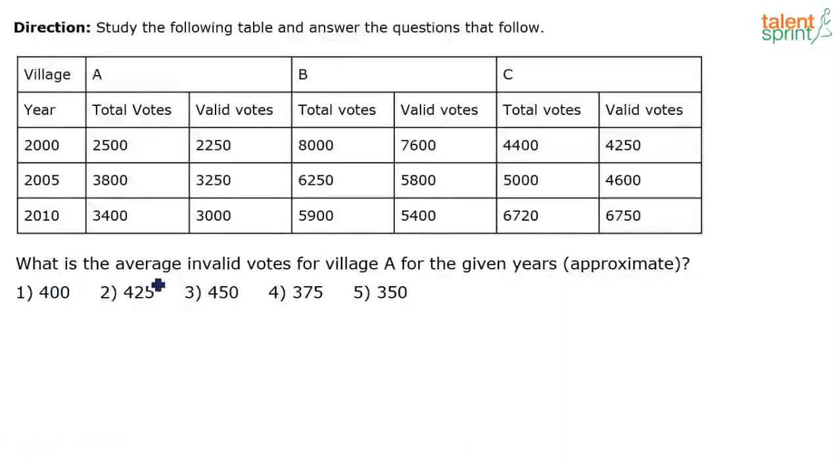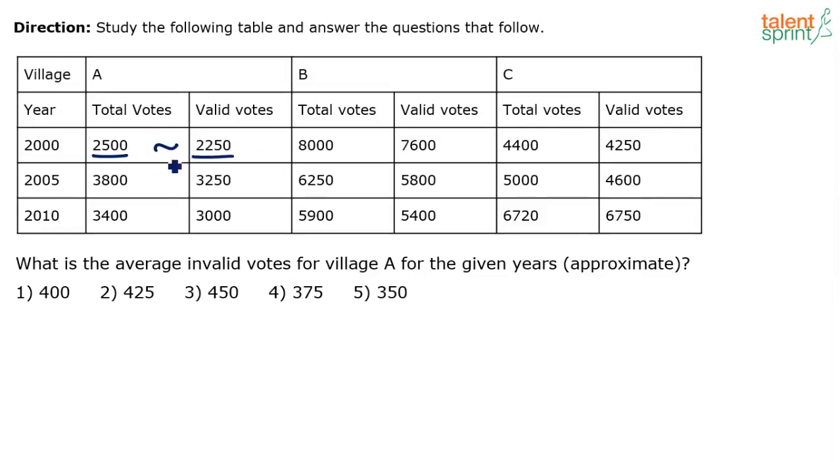Now look at the first question. What is the average invalid votes for village A for the given years? See, from the data it's very clear. Total votes have been given to you, 2,500. Valid votes are 2,250. What will be invalid votes? Invalid votes will be the difference between these two numbers, right?